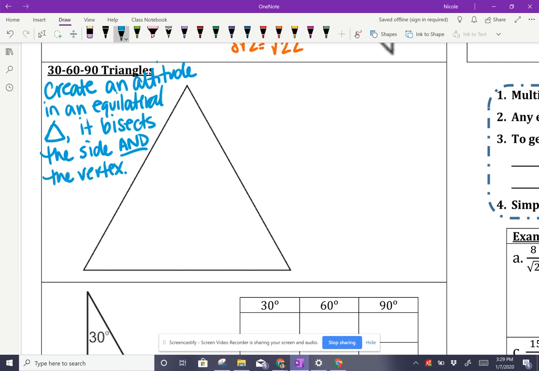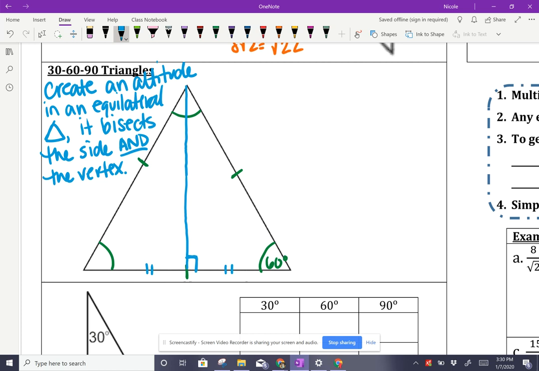So what do we know about equilateral triangles? Well, we know that all the angles are congruent to each other. And how much are all those angles? They are 60 degrees. And we also know all three sides are congruent to each other. Now, if I create an altitude, I'm dropping a line straight from the top all the way down at a right angle. And as we just stated, when we do this, it bisects the side. So that means this side over here and this side are congruent. It cuts the triangle perfectly in half.